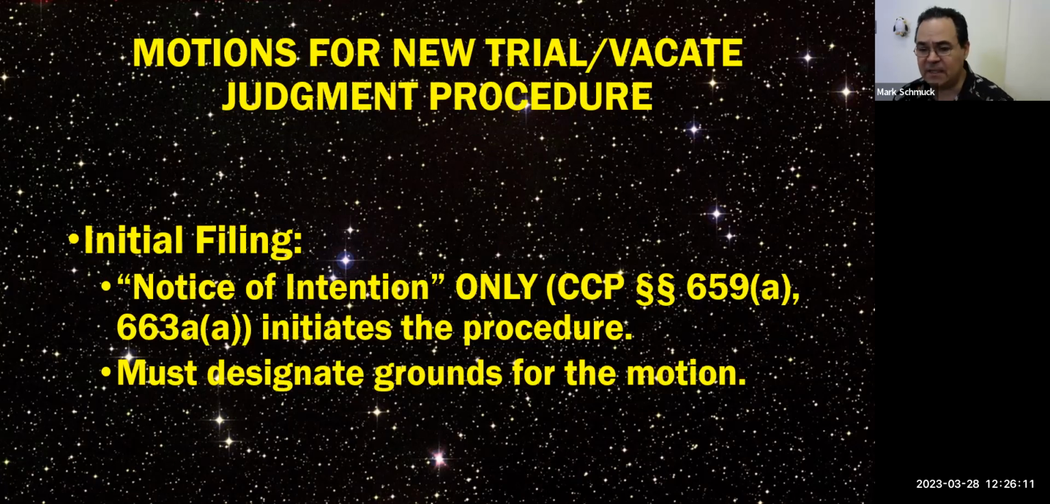So the first thing that you must do in order to get a motion for a new trial or to vacate is to file a notice of intention to file. This is the only document that you need to file in order to initiate the process. Now, your notice of intention must designate the grounds for the motion.